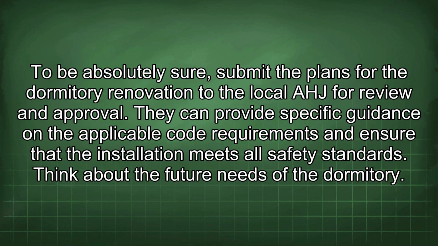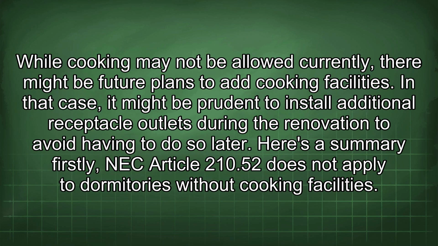To be absolutely sure, submit the plans for the dormitory renovation to the local AHJ for review and approval. They can provide specific guidance on the applicable code requirements and ensure that the installation meets all safety standards. Think about the future needs of the dormitory. While cooking may not be allowed currently, there might be future plans to add cooking facilities. In that case, it might be prudent to install additional receptacle outlets during the renovation to avoid having to do so later. Here's a summary.